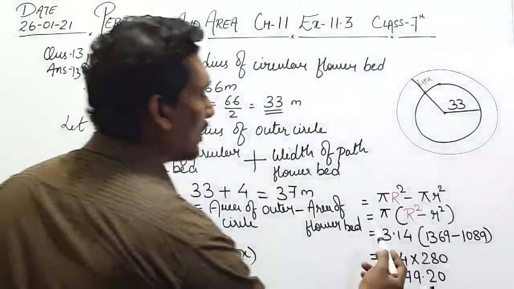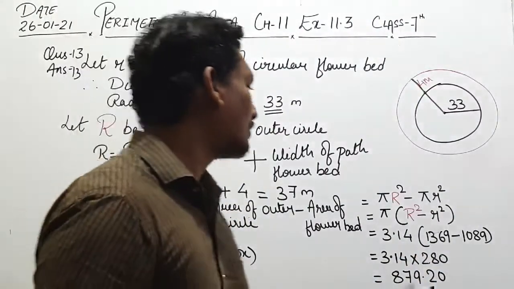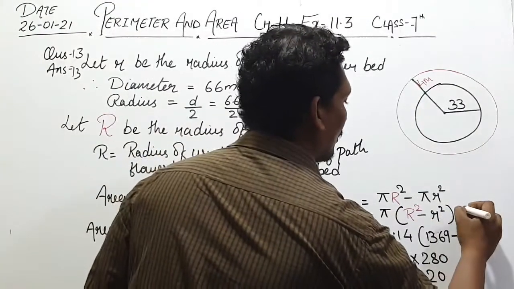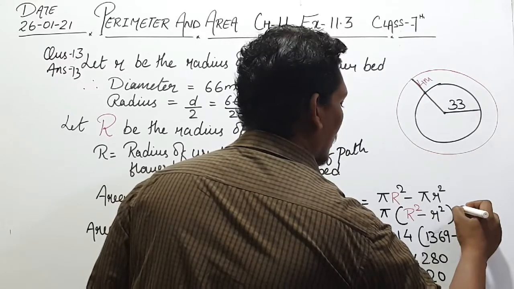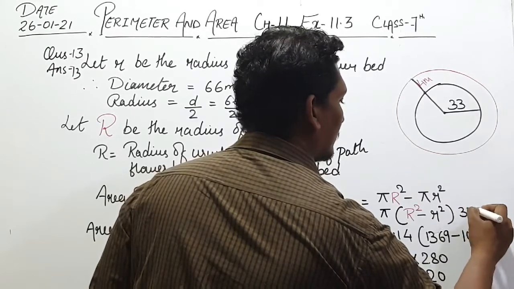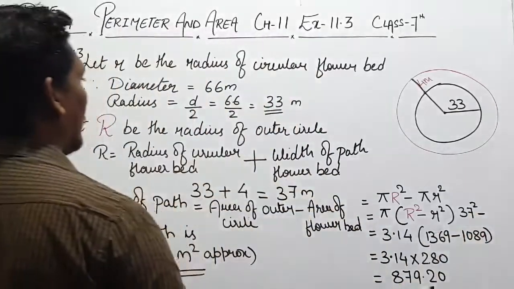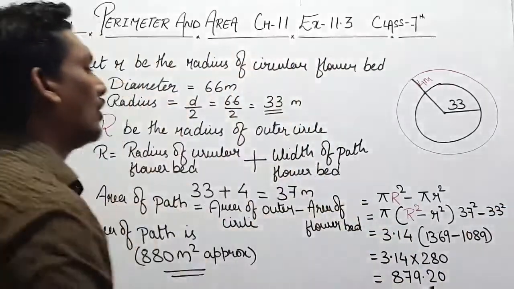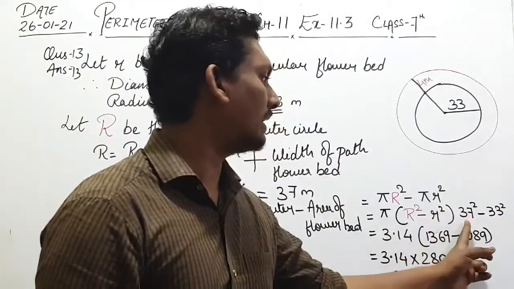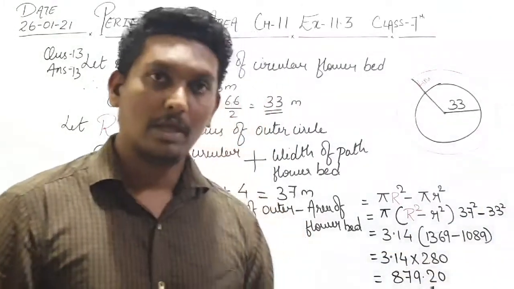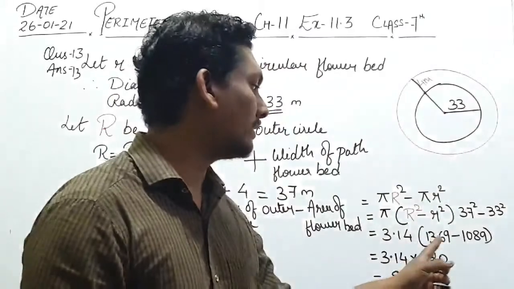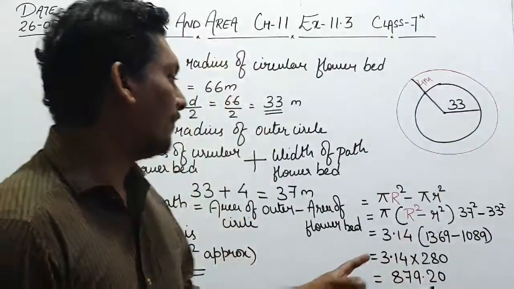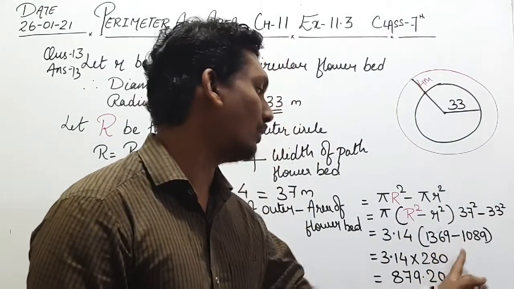The value of pi is given as 3.14 in the question. So we have 37 square minus 33 square, right? 37 square is 1369. When you multiply 37 into 37, you will get 1369, minus 33 square, 1089. After subtracting these two, you will get 280.